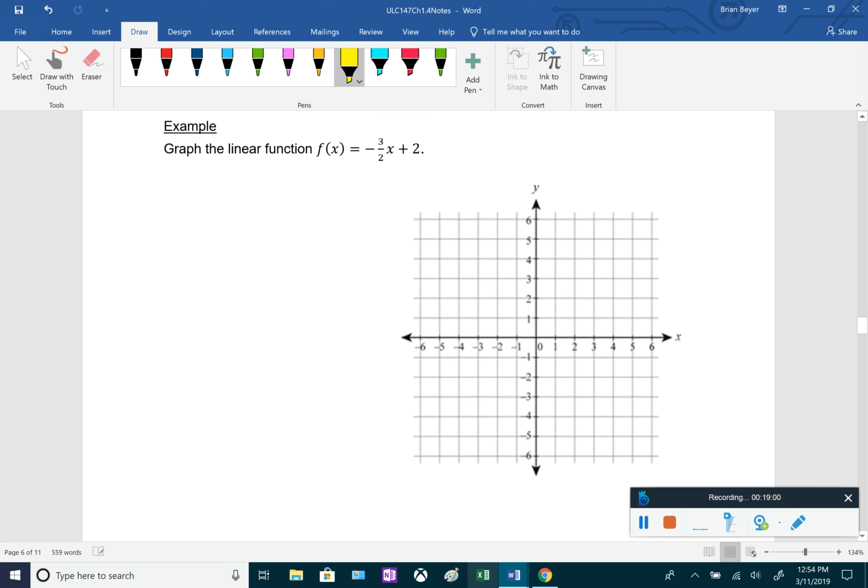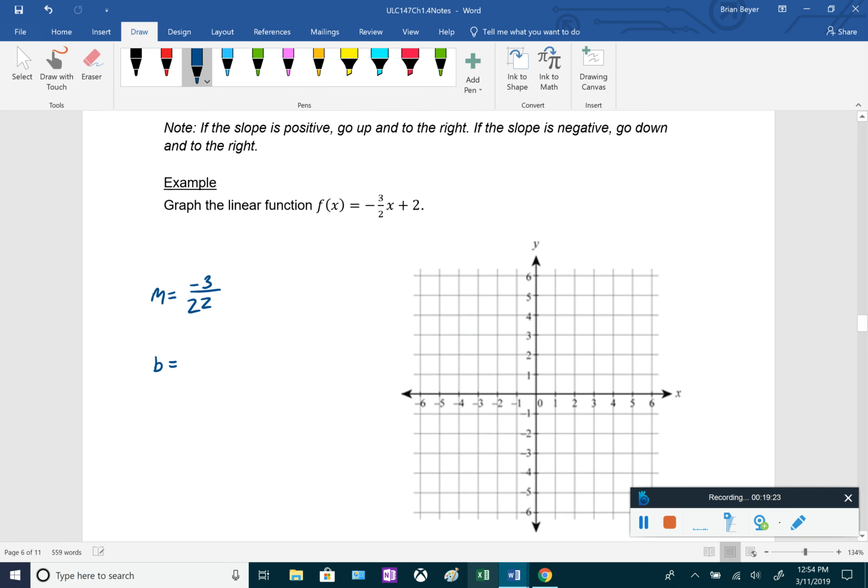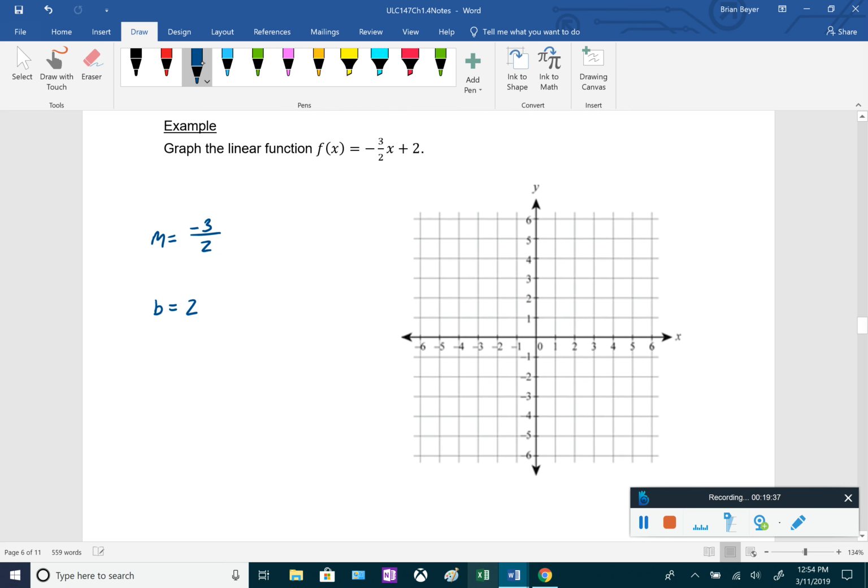So let's do a bunch of examples here. So let's graph the linear function f of x equals negative 3/2 x plus 2. Okay, so we have to identify the slope and the y-intercept. So the slope is going to be negative 3 over 2, and the y-intercept b is going to be 2. So notice that, like I was mentioning with this note, I always go up and to the right or down and to the right. What that means is if we have a negative, I always consider that negative to be in the numerator, which is why I wrote it in the numerator. So what that tells us then is that the negative 3 means we go down 3, and the positive 2 means we go to the right 2.